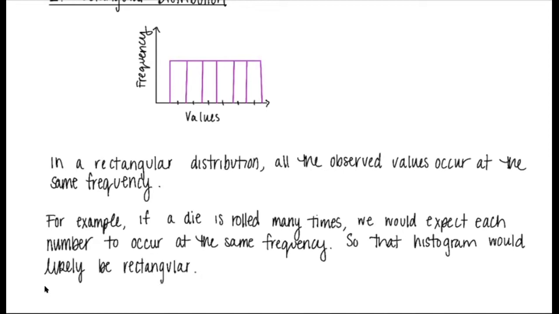Same thing if you were to shuffle a bunch of cards together, pull one out, and you do that hundreds and hundreds of times, it's probably going to have a rectangular shape because you're probably going to pull each card an equal number of times. Does that make sense? Yes. Okay.